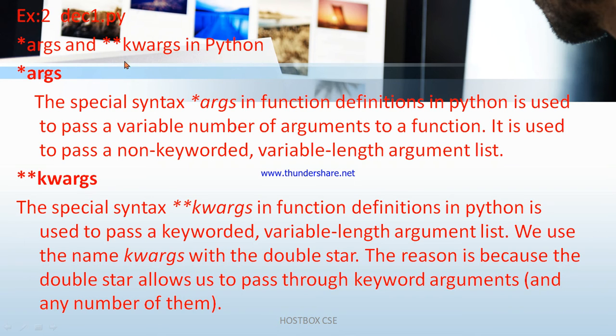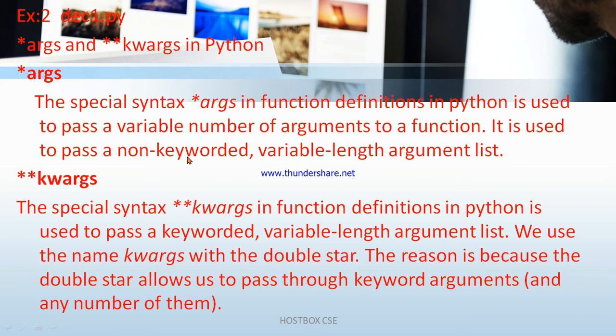Another one that is important is double asterisk kwargs in Python. This is also special syntax in function definition in Python. Why do we need it? Because it is used to pass a keyworded variable length argument list, where we use the name kwargs with a double star only. The reason is that the double star allows us to pass keyword arguments, and any number of them. So remember the difference between args and kwargs: args passes a variable number of arguments to a function, while kwargs is used to pass a keyworded variable length argument list.